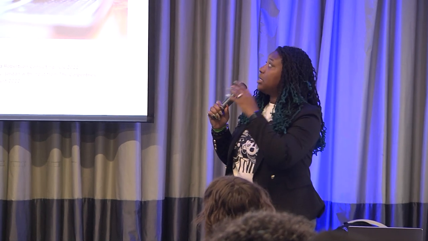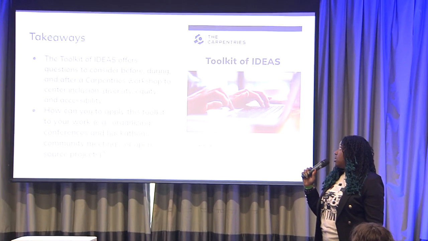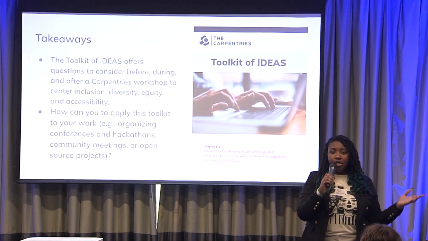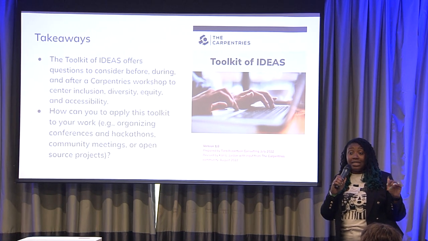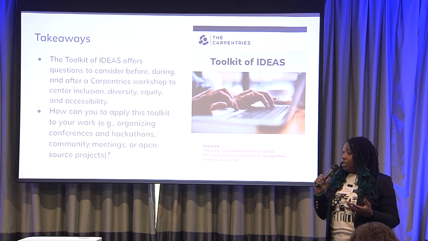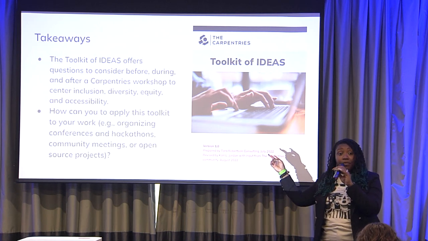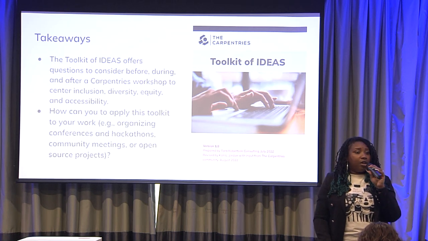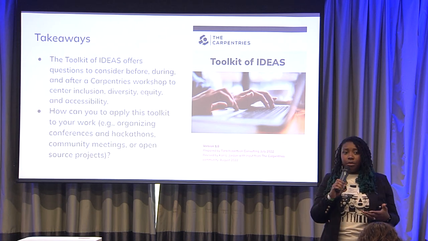So, some takeaways. This toolkit, I have it linked in the slides, and I provided a link in the collaborative notes document. This is what it looks like. It's up on Zenodo, so of course open source. It breaks down inclusion, diversity, equity, and accessibility into open-ended questions that you can ask yourself if you're organizing a conference, a hackathon, a community meeting, or if you want to get more people involved in your open source project and make it more inclusive, more equitable, et cetera.